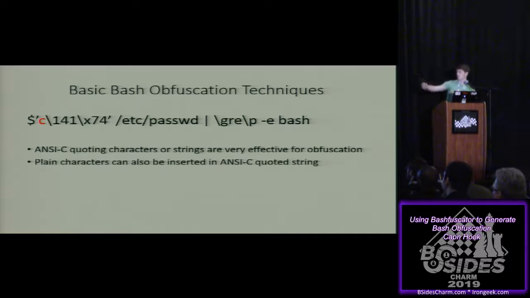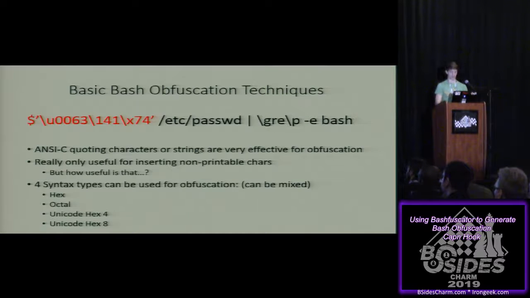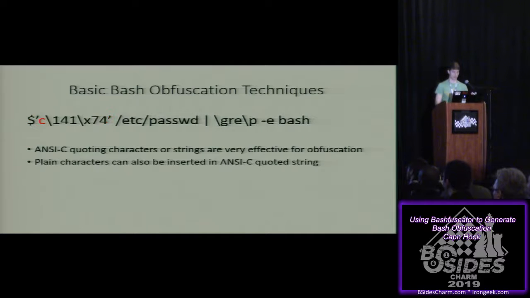What's also cool is, I don't know if you can see it, it's pretty dark, but that C right at the beginning there, you can shove normal characters in there to just mix it up. So if you're writing a naive parser for this type of obfuscation, you might say, I see U0063, 141, X74, those are all either hex, octal, or Unicode representations of those characters. But then you see a C. What is that doing?